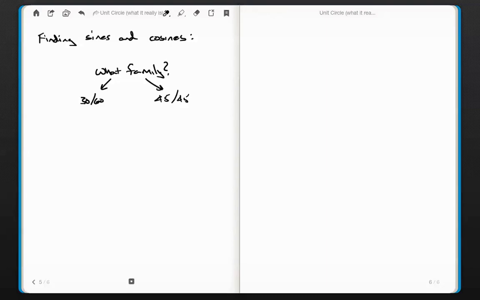Okay, so you can decide that basically if it's divisible by 30 or 60, it's in this family. If it's divisible by 45, well, it's 45. All right, so two numbers to know. So am I interested in the long side or short side?